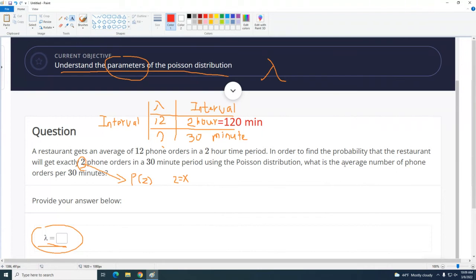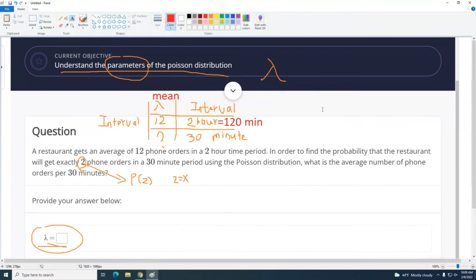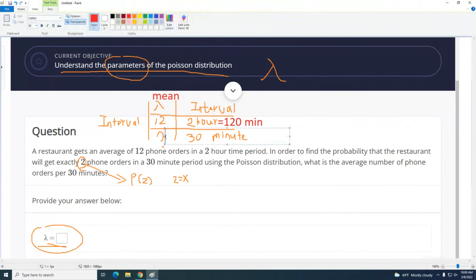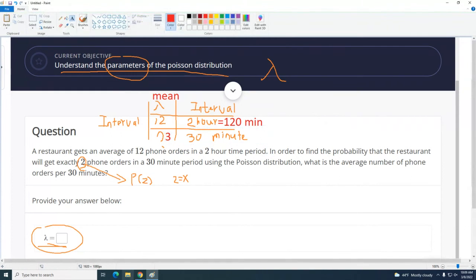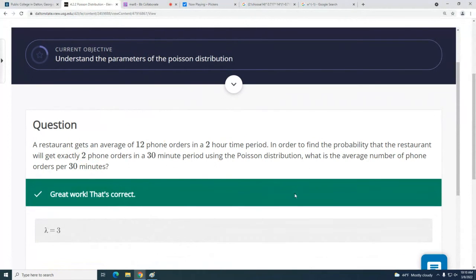We're trying to find the average. Know that the meaning of lambda is the mean. So the mean number of phone calls for 120 minutes is 12. For 30 minutes, what's the average number of phone calls? How do we go down from 120 to 30? We divide by 4. So you have to divide 12 also by 4. So you get 3. The answer is 3 right here.